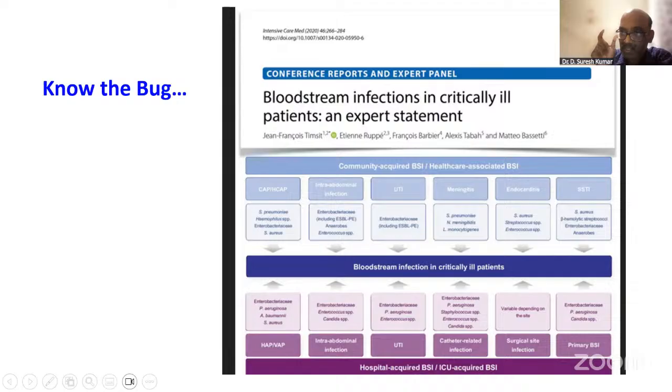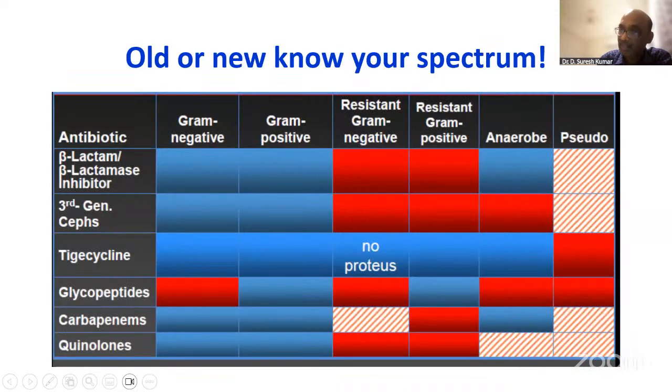First thing, know the host. Second thing, know the bug. Third thing is know the drug. This is called the spectrum. These are all the common antibiotics we use in ICU or hospitalized patients. The most bread and butter is beta-lactam beta-lactamase inhibitor, because the resistance to third generation cephalosporin in India is very high.